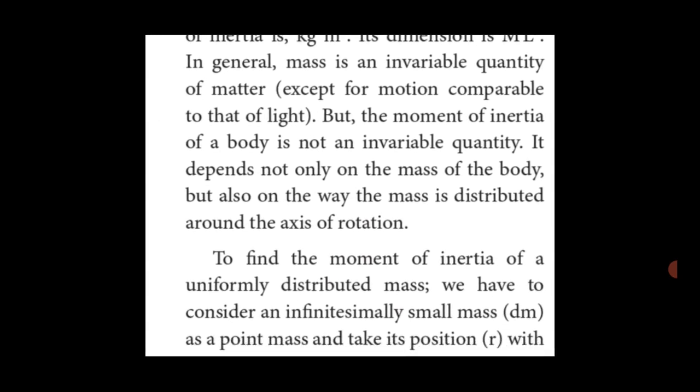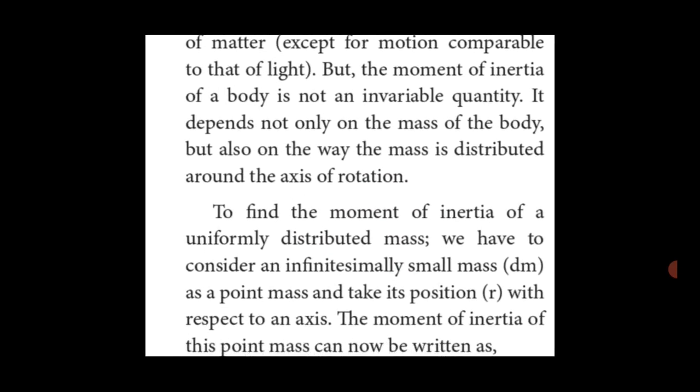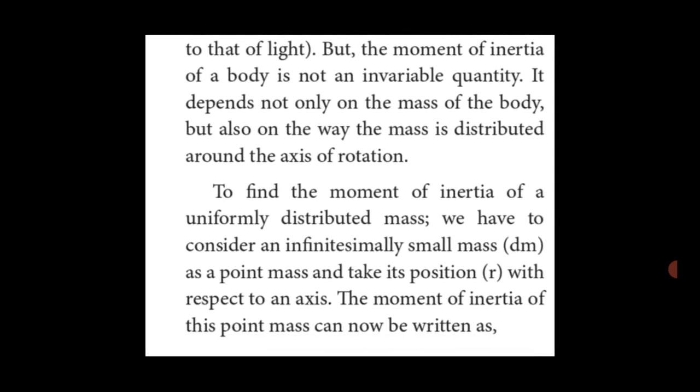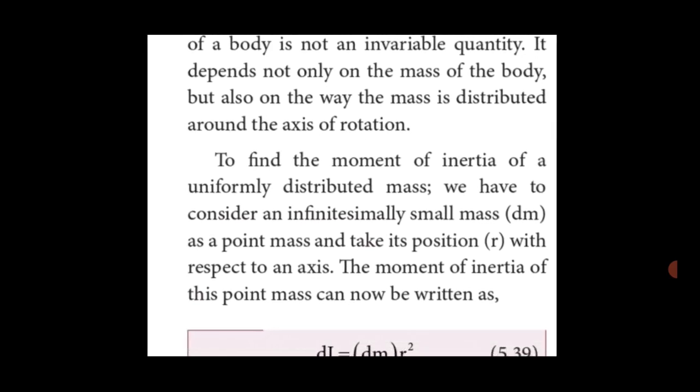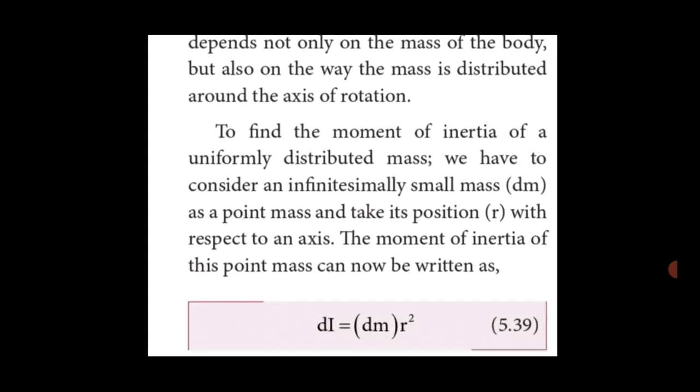In general, mass is an invariable quantity of matter, except for motion comparable to that of light. But the moment of inertia of a body is not an invariable quantity. It depends not only on the mass of the body but also on the way the mass is distributed around the axis of the rotation.